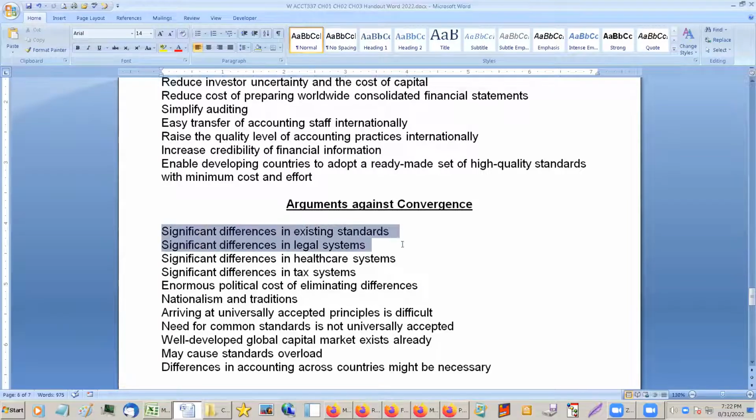Okay, there's a lot of different standards existing, and these have been used for years. The method that we're using in the United States has been around for about 400 years. So they have different standards. Their legal systems are different, and their healthcare. Actually, I'll talk about these two together.